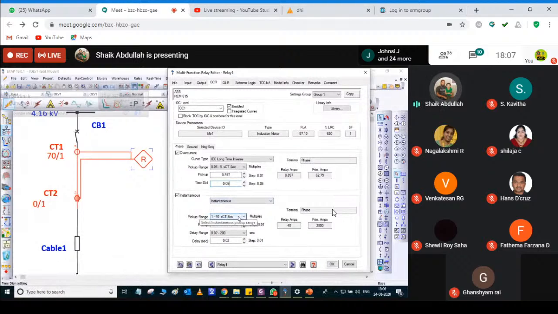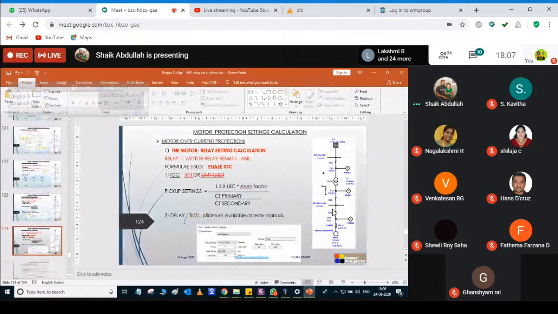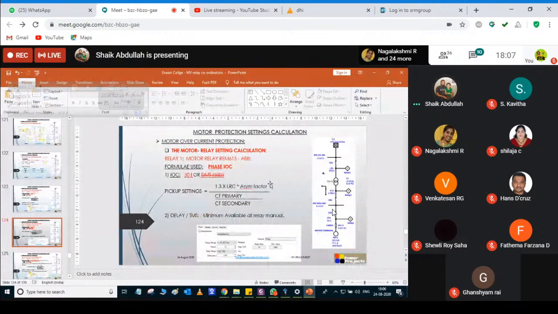For instantaneous settings, what is the formula for instantaneous? Here I am not going to add any intentional time delay, because this is the load end. This is the end of the network, so it is called 50 instantaneous. So immediately I have to stop the fault. So I have to protect my motor.